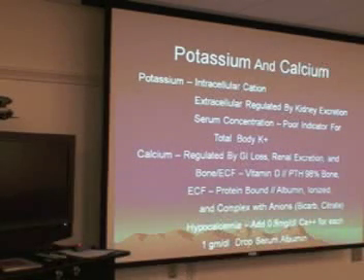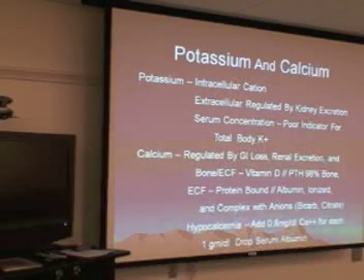Calcium is regulated by GI loss, renal excretion, but primarily in the bone and the extracellular fluid, which is affected by vitamin D and parathyroid hormone. 98% of it's in the bone. Now, when you measure calcium extracellularly in your blood, most of it's protein bound, i.e. with albumin. A small portion is ionized, and then the remainder is complexed with anions such as bicarb and citrate, which we don't really measure.